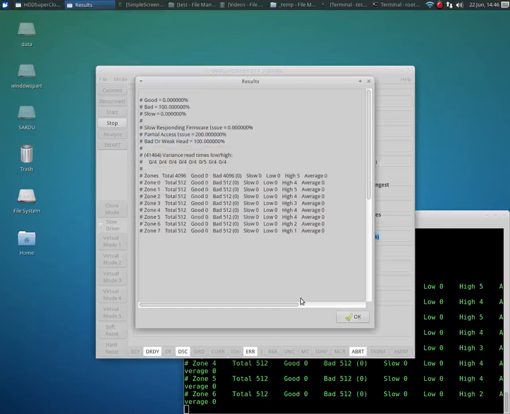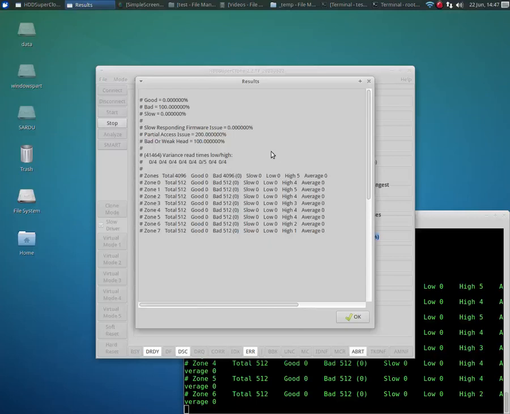Alright, now you might notice the subboard at the bottom here in error. Good, 0%. Bad, 100%. It says that there's a 100% chance of a battery weak head, but it also says there's a 200% chance of a partial access issue. That number is multiplied by the fact that it read super fast and didn't read any and got errors, so there was no wait time on the errors. The errors were returned immediately.